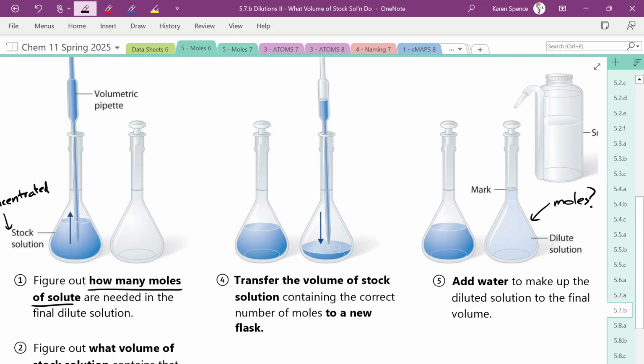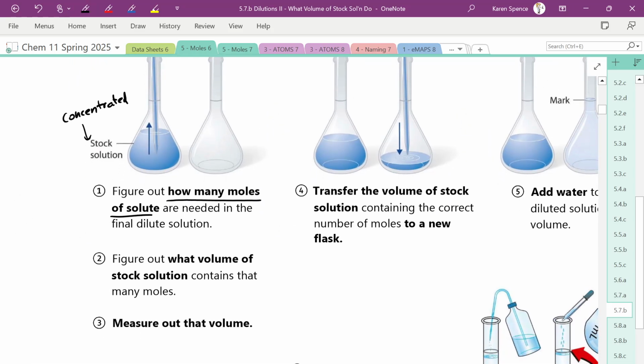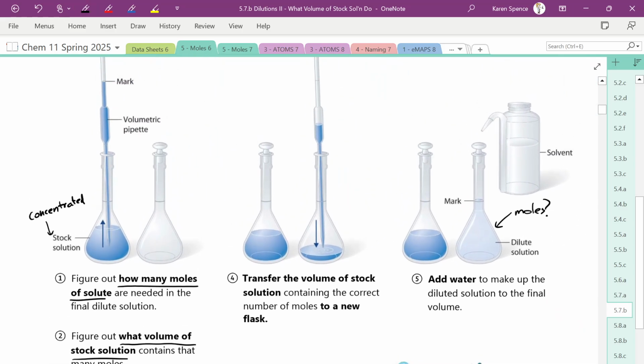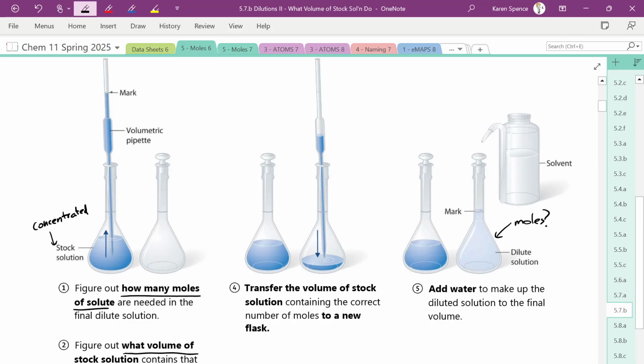We okay? Okay. So over here, how many moles do I want? We're going to figure out how to do that calculation. And then you say, what volume of stock solution contains that many moles? What volume of stock solution has that many moles in it? And then you just measure out that volume. Don't worry about the calculations just yet. We're going to go over that on the next page. So you measure out whatever volume that is.